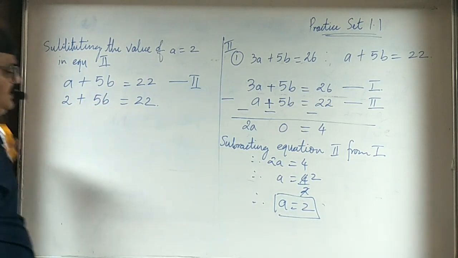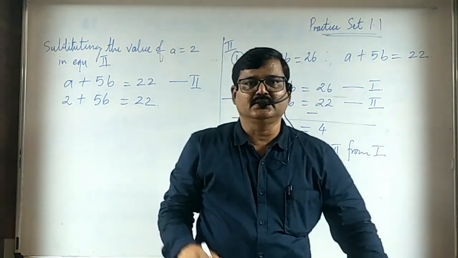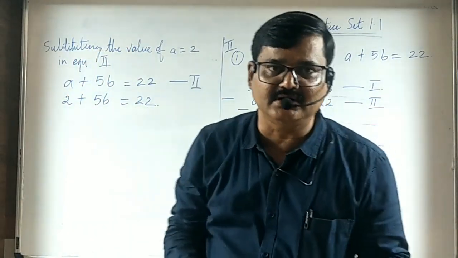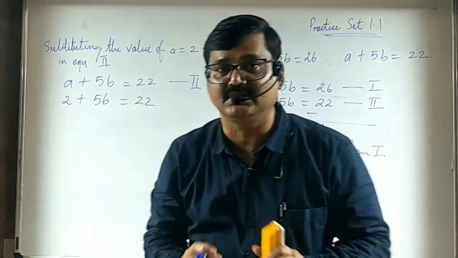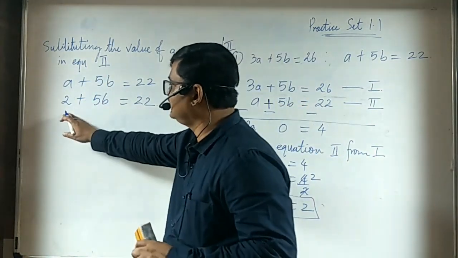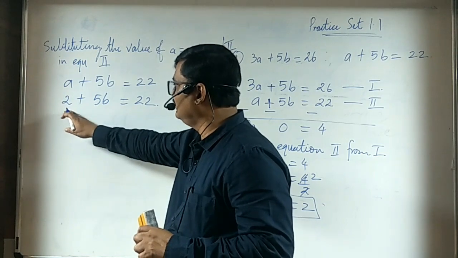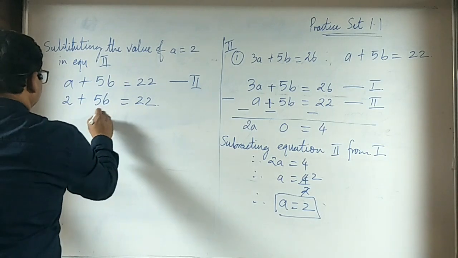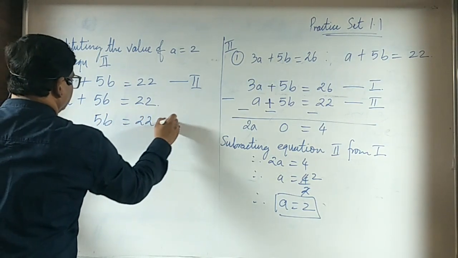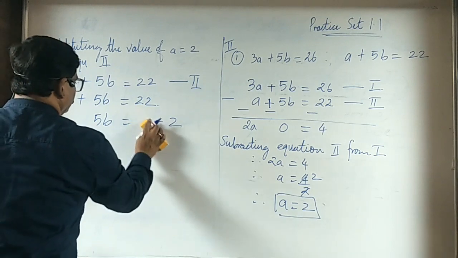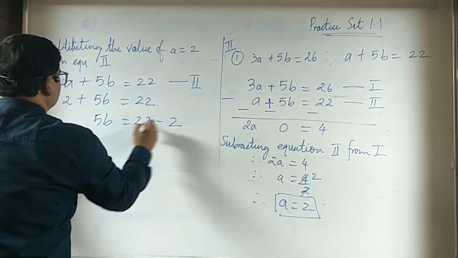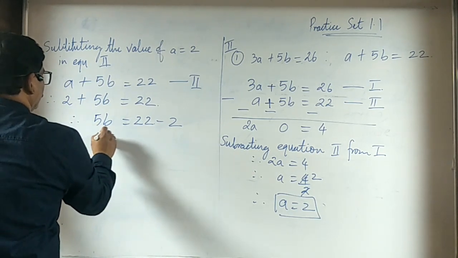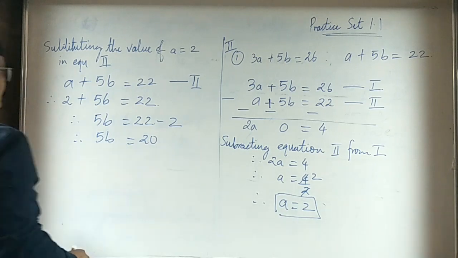If you check this carefully, the 2 on the left hand side of the equal to sign, everybody knows this, we have done it in the 9th standard. You must have forgotten now. On the left hand side it is adding, so it will go to the right hand side and subtract. So 5b is equal to 22 minus 2, therefore 5b is equal to 20.